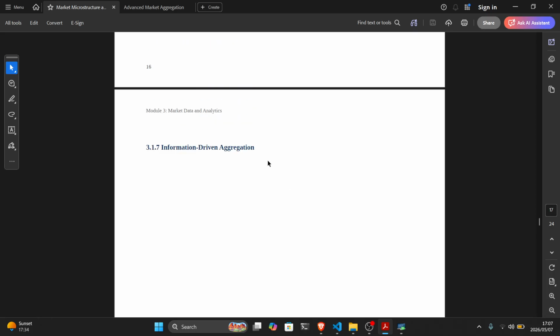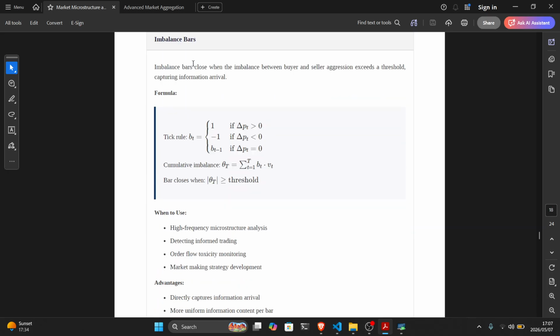And we are at information driven aggregation, finally. Now, what is an imbalance bar? Imbalance bars close when the imbalance between buyer and seller aggression exceeds a threshold, capturing information arrival.